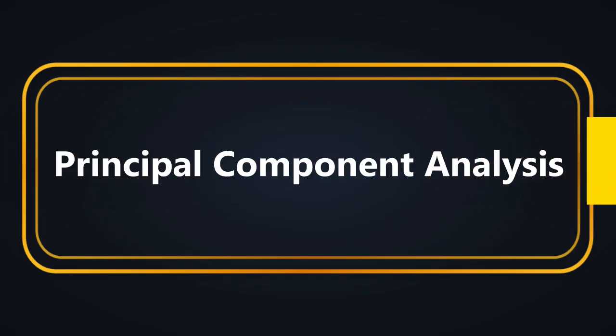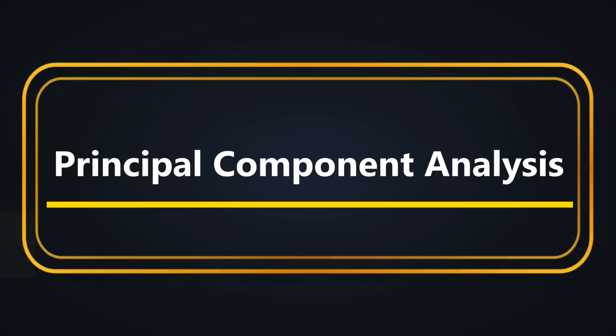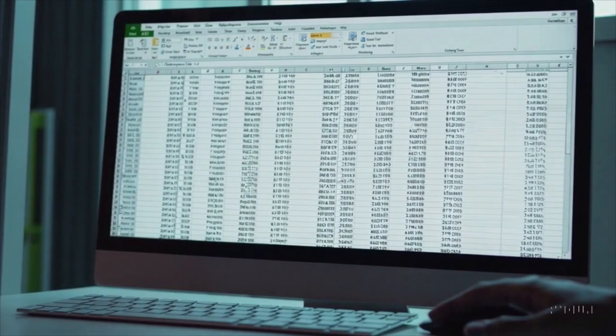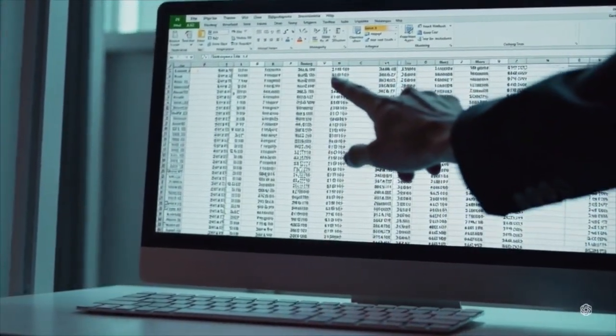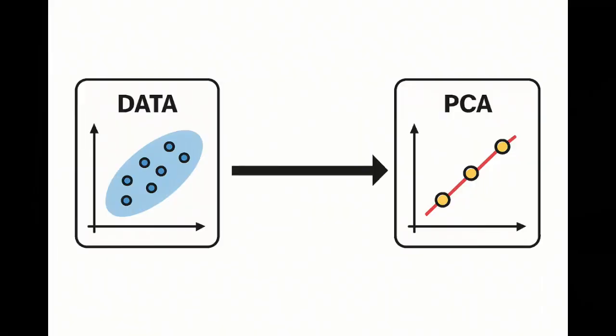Today's topic is Principal Component Analysis, or PCA for short. If you've ever worked with a big dataset, dozens or even hundreds of variables, you might have wondered, do I really need all of these columns to understand what's going on? That's where PCA comes in. It's a powerful tool that helps us simplify data without losing the most important patterns. Let's break it down from the beginning.